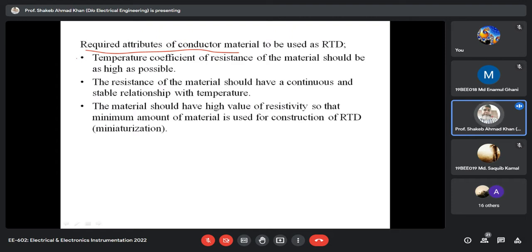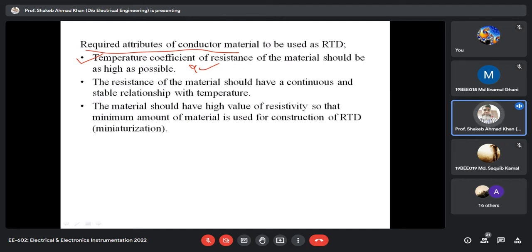Obviously, the first one is very straightforward. The temperature coefficient of resistance of the material should be as high as possible. Whatever material we are using to measure the temperature should have good sensitivity with the temperature. This is the obvious thing. We want the material to have a large value of alpha. It should have a good temperature coefficient of resistance.